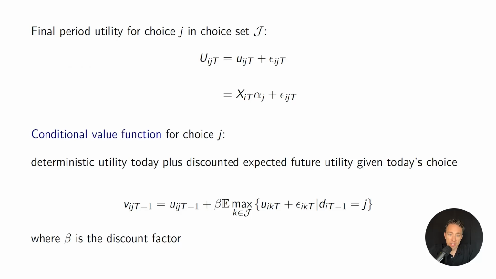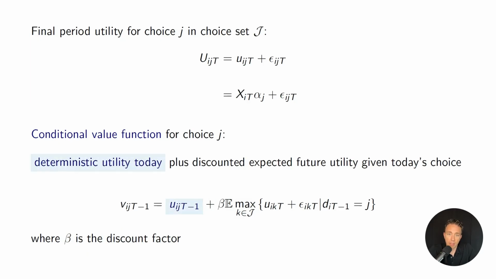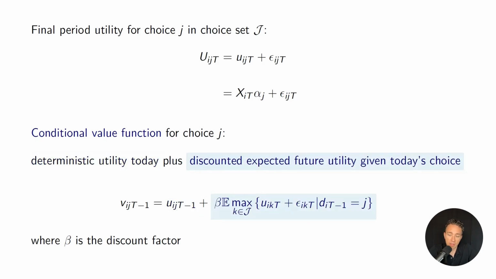Now we're going to introduce something called the conditional value function, and we're going to roll back a period. So in period cap T minus 1, we're going to introduce this conditional value function that is indexed by i, j, and cap T minus 1. And this conditional value function is composed of the flow utility today plus the discounted expected future utility given today's choice. And you'll notice that the current period epsilon cap T minus 1 is not entering this equation, and we'll talk about why later on. And as before, beta is our discount factor.